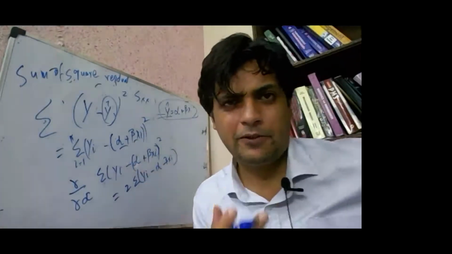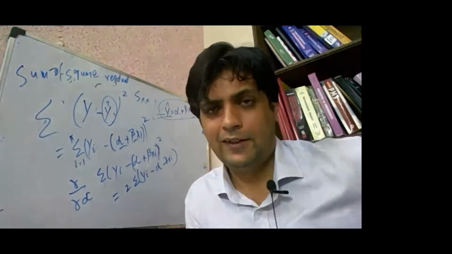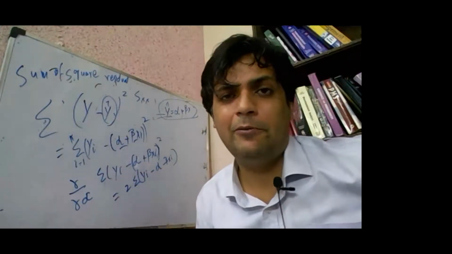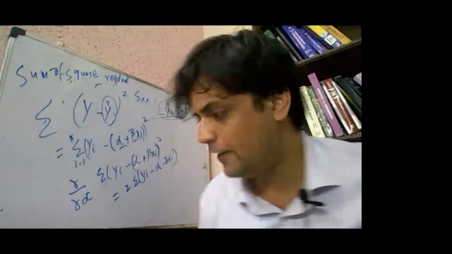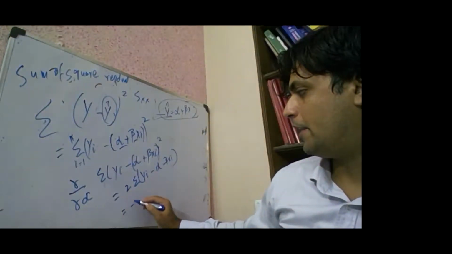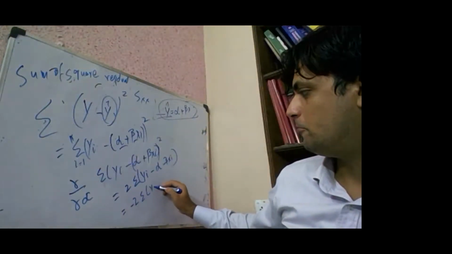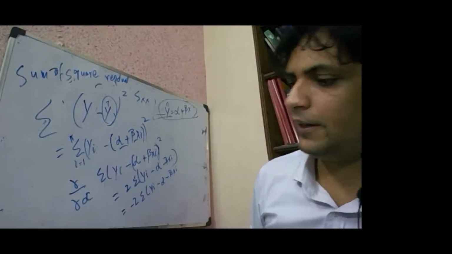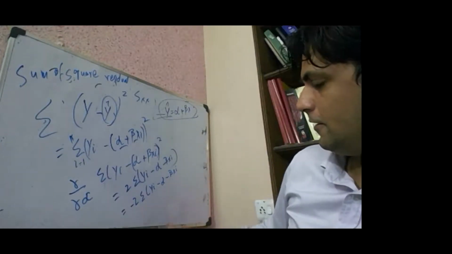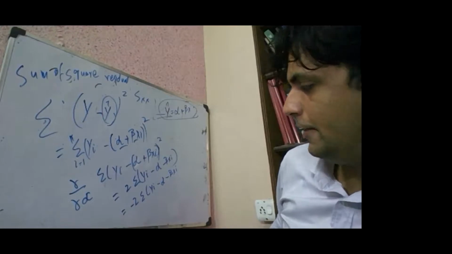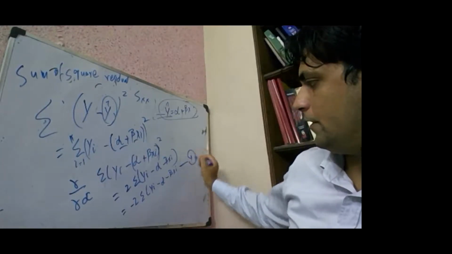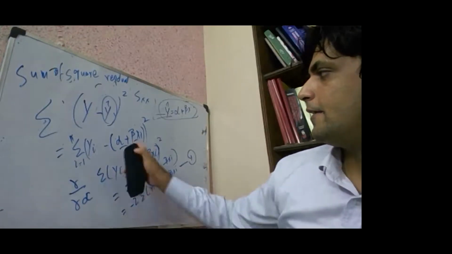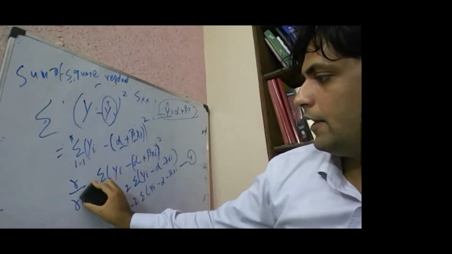What is the derivative of a constant times alpha? It is 1. Because it's minus alpha, the derivative will be minus 1. So here we will get minus 2 times the sum of yi minus alpha minus beta xi. You can further solve this, and this can be equation 1. Remember this equation. Now we're going to derive the same equation but with respect to beta.